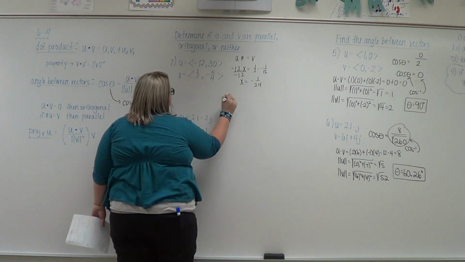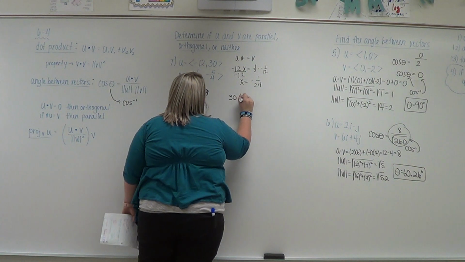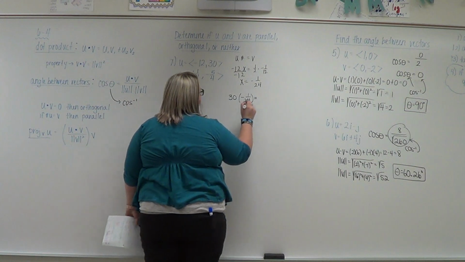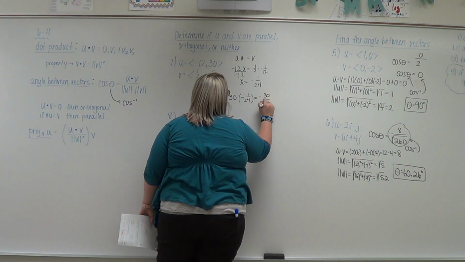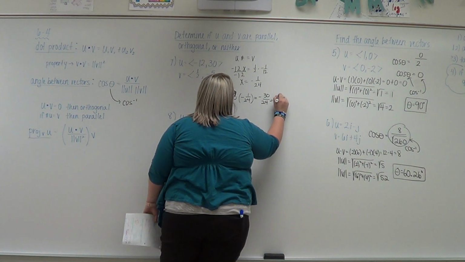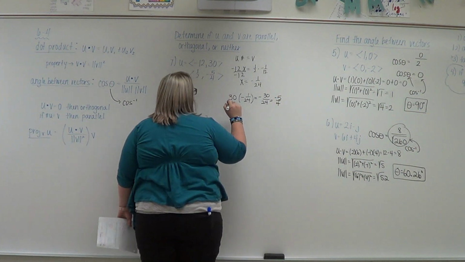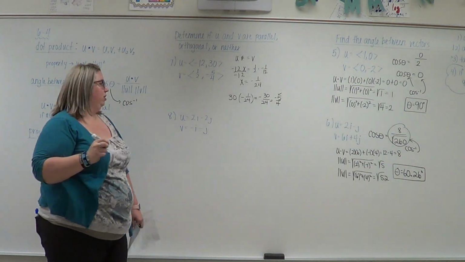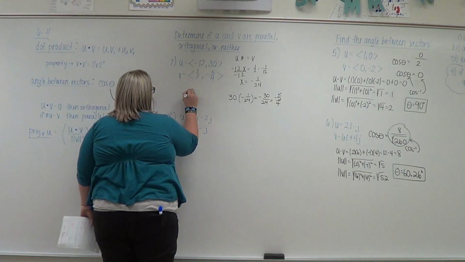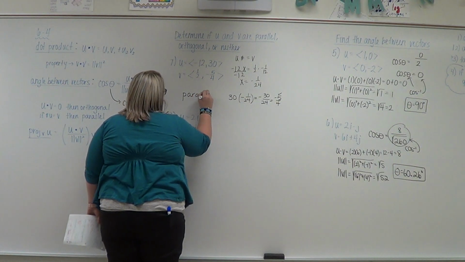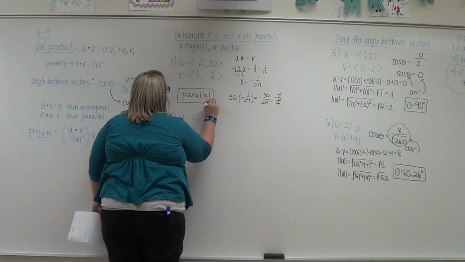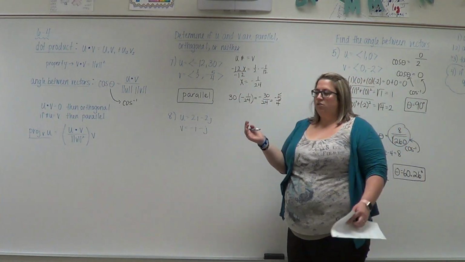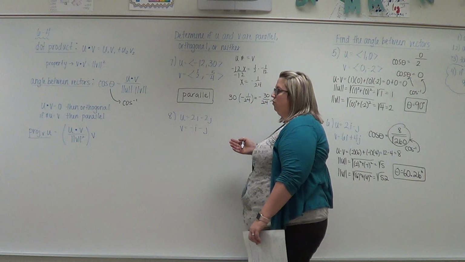So if I take 30 times negative 1 over 24, well, if I multiply that through and I reduce, I have negative 30 over 24. Those are both divisible by 6. I get negative 5/4, which is what we wanted. So that means I multiplied by the same number. Since I did that, this is parallel. If it's not, then we would check orthogonal. Or you can check orthogonal first, it doesn't really matter. If it's neither one, then you know it's neither.